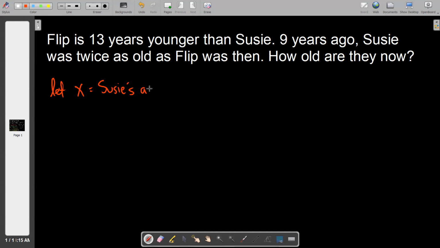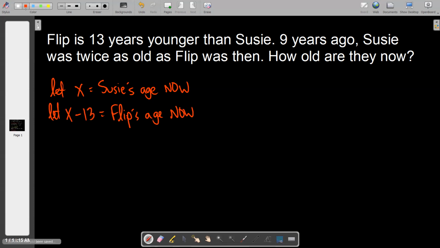X is going to equal Susie's age now, because the relative statement of Flip being younger than Susie is happening right now. That is a present tense verb. So Susie currently and Flip are 13 years apart. So what are we going to say for Flip's age now? Because Flip is 13 younger, so he's whatever Susie is minus 13.